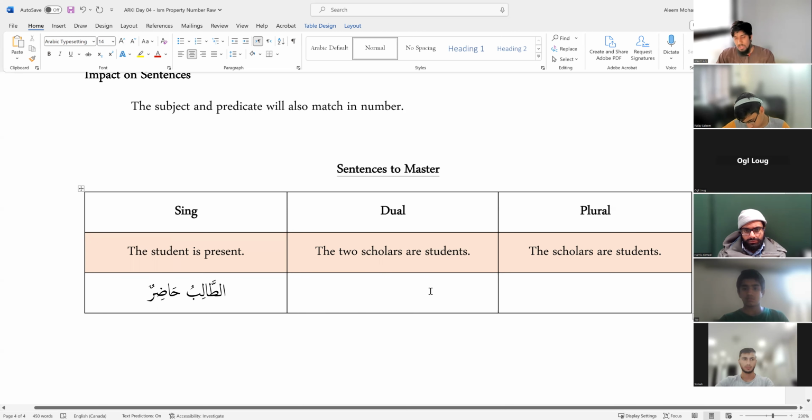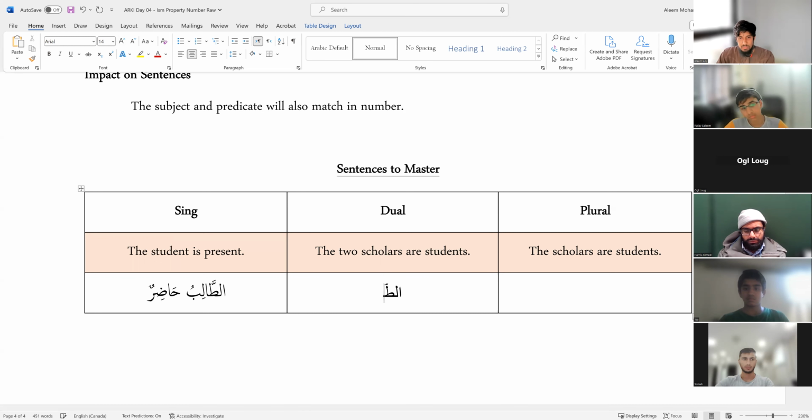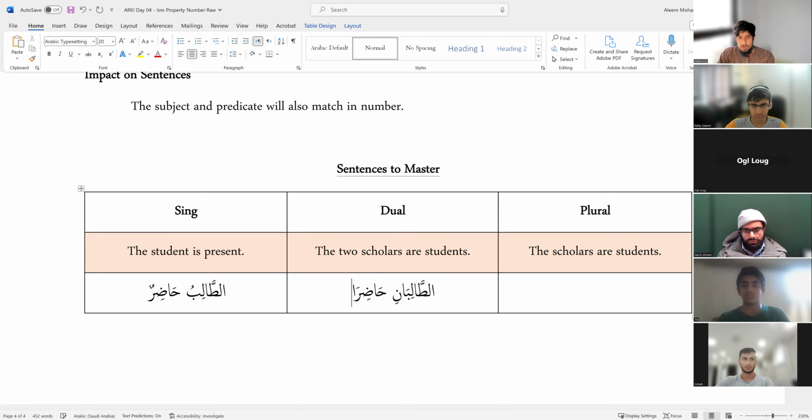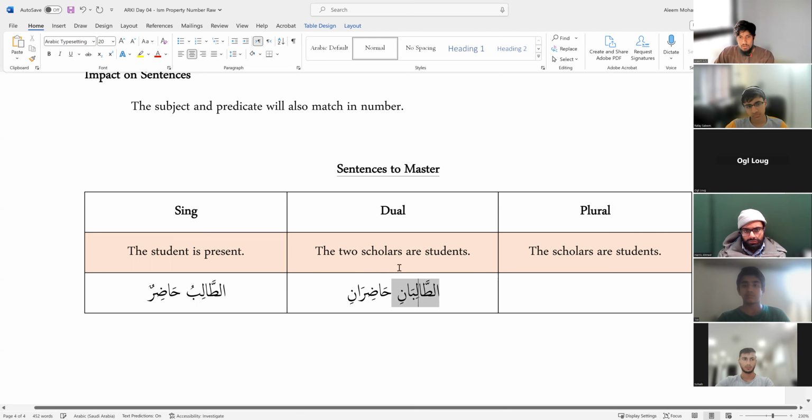So I want to talk about two now. Well, we'd use our ani ending. So it'd become al-talibani, right? Ani ending because it's in a state of rafa. Talibani. And then my khabar would have to match it as well. Hadirani, right? So the two students are present. Sorry about that typo. So al-talibani hadirani, which means the two students are present, right?